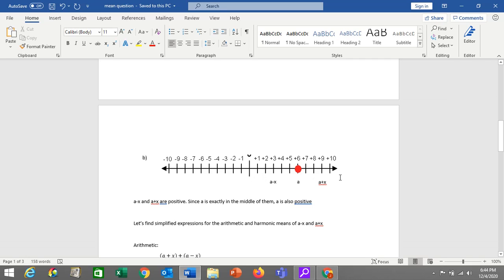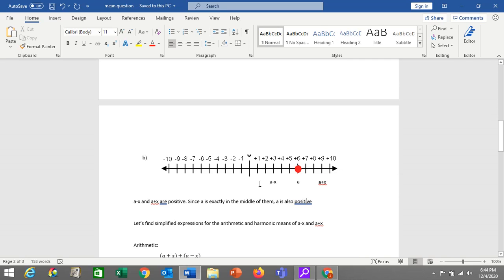So what you can see then is a minus x and a plus x are both positive numbers, and a is right in the middle. So what that means then is a is positive, because a minus x and a plus x are positive. That's what the question tells us. So that's going to be important later on to know that a is positive.